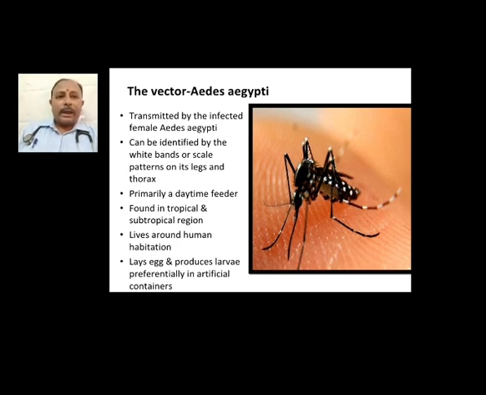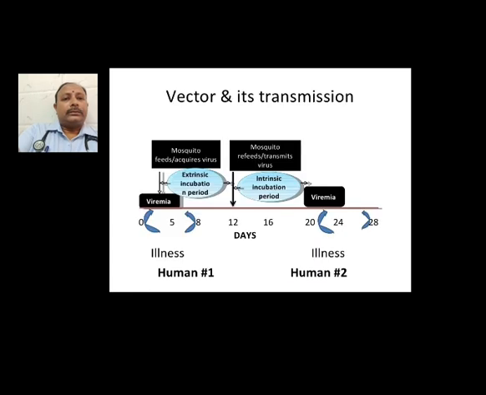It is primarily a daytime feeder. Profound in tropical and subtropical regions, it lives around human habitats, lays eggs and produces larvae preferentially in artificial containers and clean water. Vector and its transmission: this slide shows the vector of dengue fever and the mode of transmission.